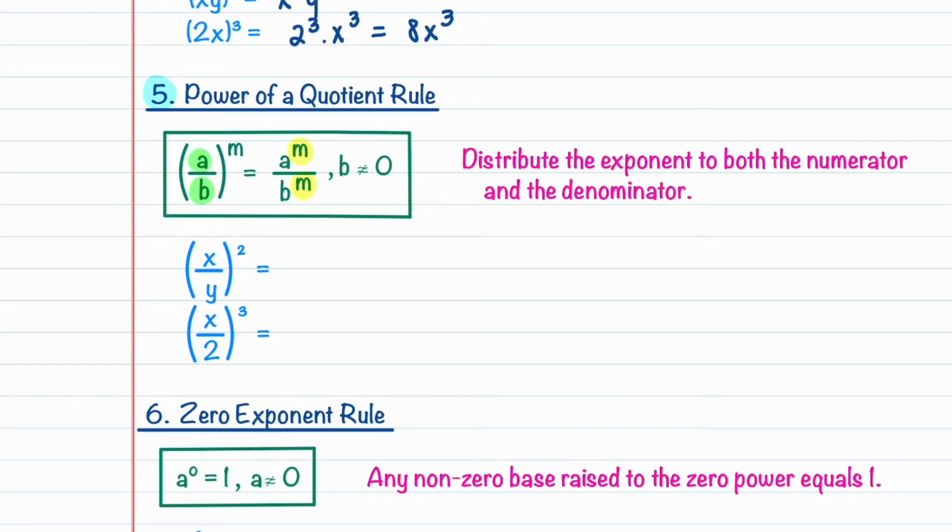In our first example, we have x divided by y quantity squared. So our 2 power is going to be distributed to the x and the y, and this becomes x squared all divided by y squared. And then the next one is very similar. We're going to distribute our 3 to our x, so this is x cubed divided by 2 cubed, and this becomes x cubed divided by 8.